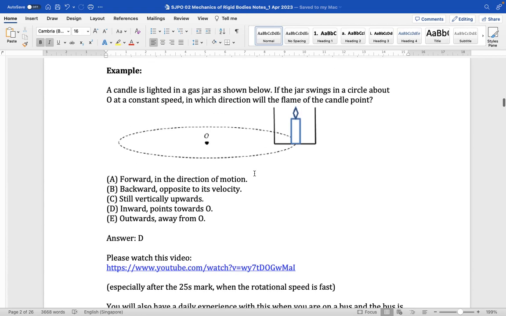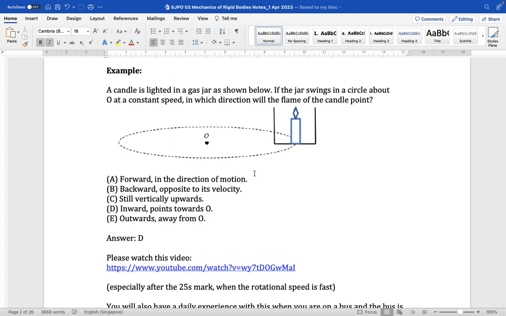This example here is a qualitative question. A candle is lighted in a glass jar and it is being swung around in a circle about a position. Which direction will the candle point towards?